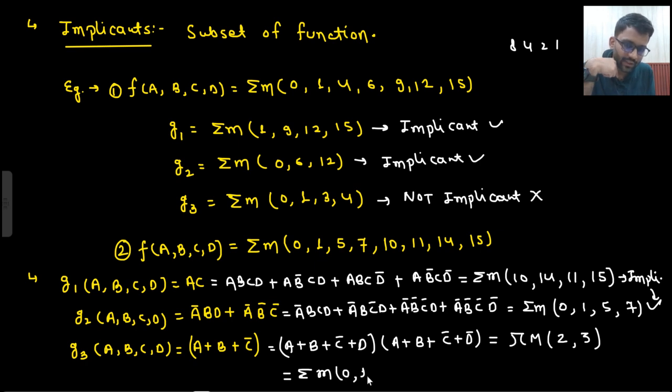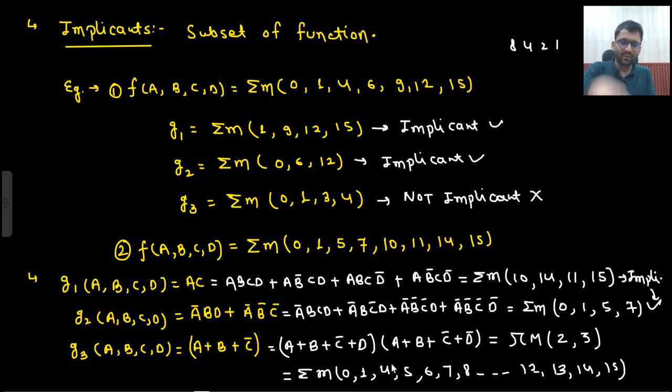0 would be there, 1 will be there, 4 will be there, 5 will be there, 6 will be there, 7 will be there, 8 will be there. In that manner it will go till 12, 13, 14 and 15. And here only we can see that 4 is not there. This 4 is not there, right? So this is not an implicant.